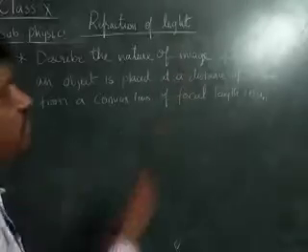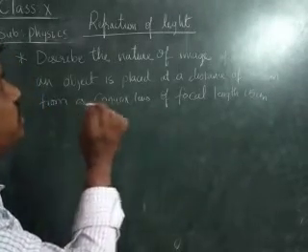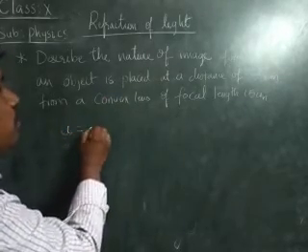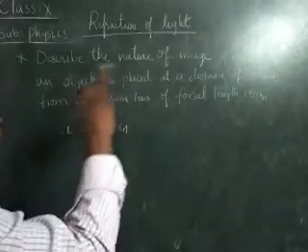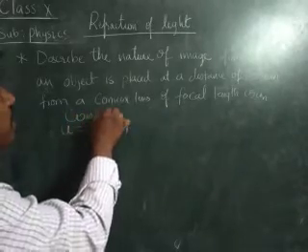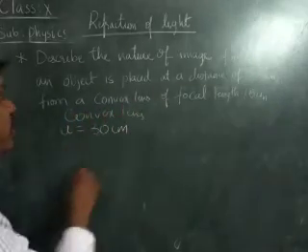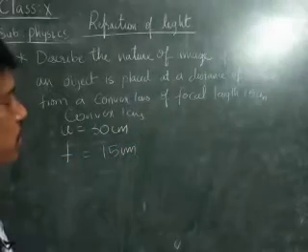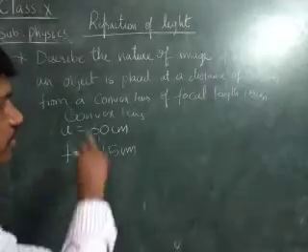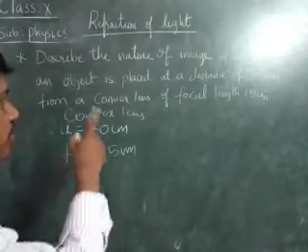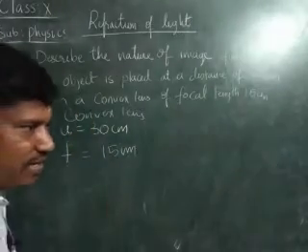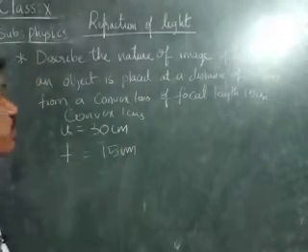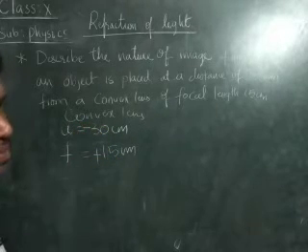Here first, when the problem is given, you should write whatever is given. Object distance is given to you. How much? 30 centimeter. And it is a convex lens. What is the focal length, children? Focal length is 15 centimeter. Therefore we should apply the sign conventions. Whenever after writing the terms which are given, we should apply the sign conventions. Convex lens means only U is negative, whereas remaining all are positive.